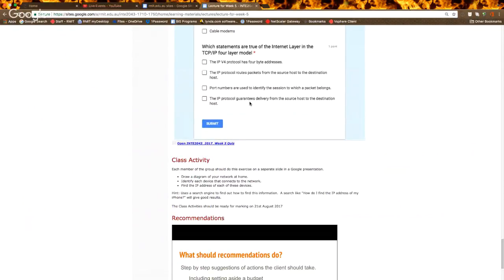So going back to Ralph's question, I think this one was the question he was asking about. Which statements are true of the internet layer of the TCP/IP 4-layer model? The IPv4 protocol has 4 byte addresses. Is that right? I think it is. 192.168.0.1 sounds like 4 bytes. So we'll put a tick there.